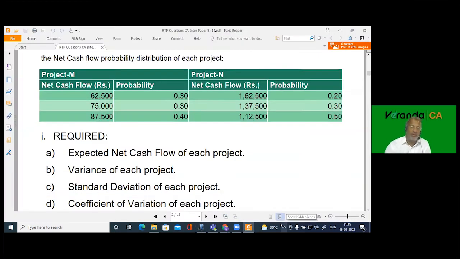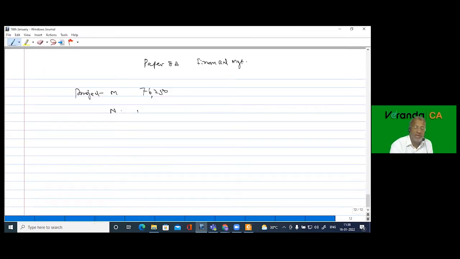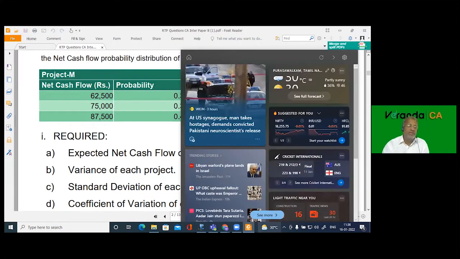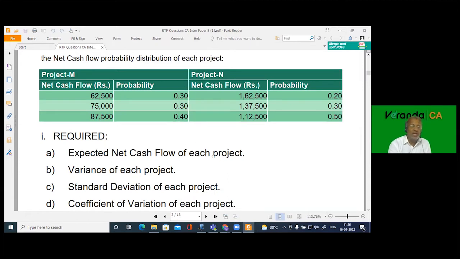Now let us find out for N. 162,500 multiplied by 0.2, 137,500 into 0.3, 112,500 into 0.5. 1,30,000 is the answer for the second question. Variance of each project: how do we find out variance? Unless we know the mean, it becomes very tight for us to find out the variance. But we can do that. Standard deviation of the project you can also easily try. Coefficient of each project you can try.